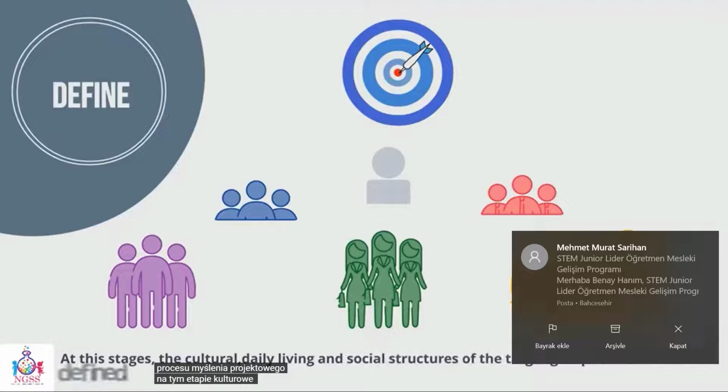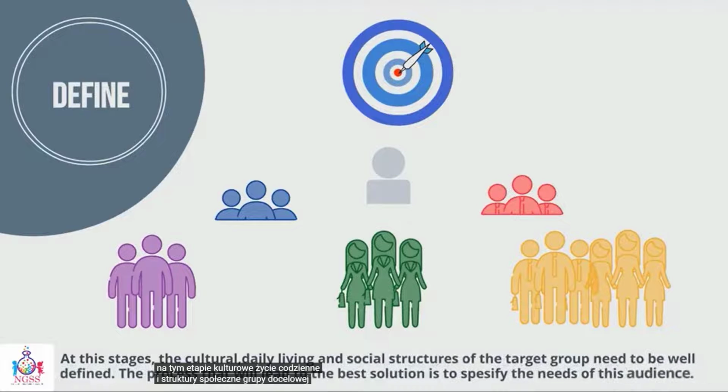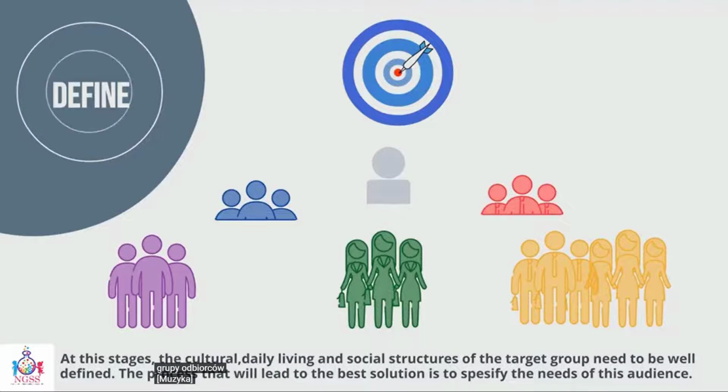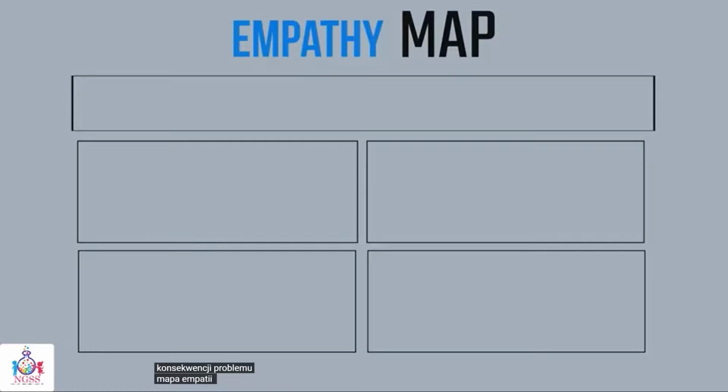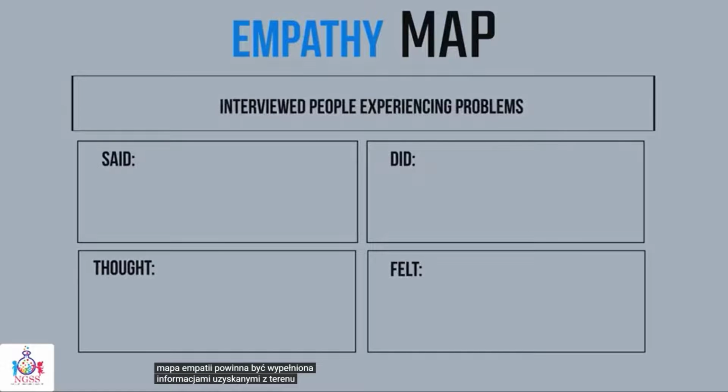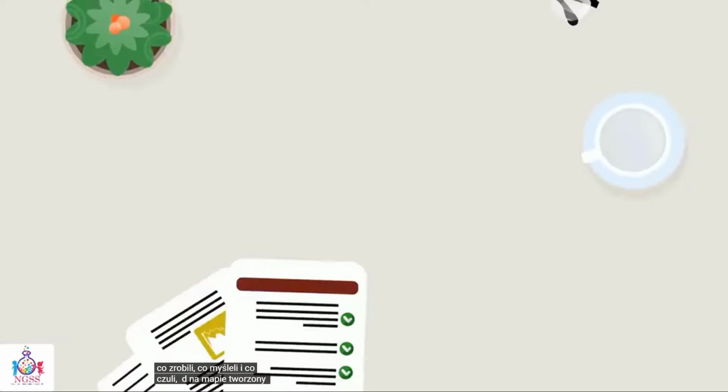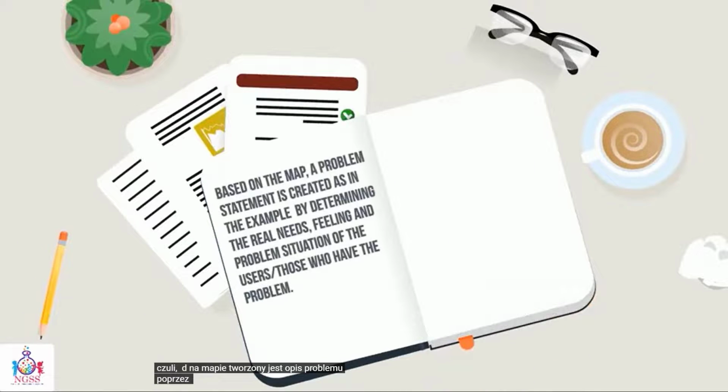At this stage, the cultural, daily living, and social structures of the target group need to be well defined. The process that will lead to the best solution is to specify the needs of this audience. In order to analyze and identify the causes of the problem and the consequences of the problem, the empathy map should be filled in with the information obtained from the field. Interviewed people experiencing problems: what they said, what they did, what they thought, and what they felt. Based on the map, a problem statement is created by determining the real needs, feelings, and problem situation of the users or those who have the problem.